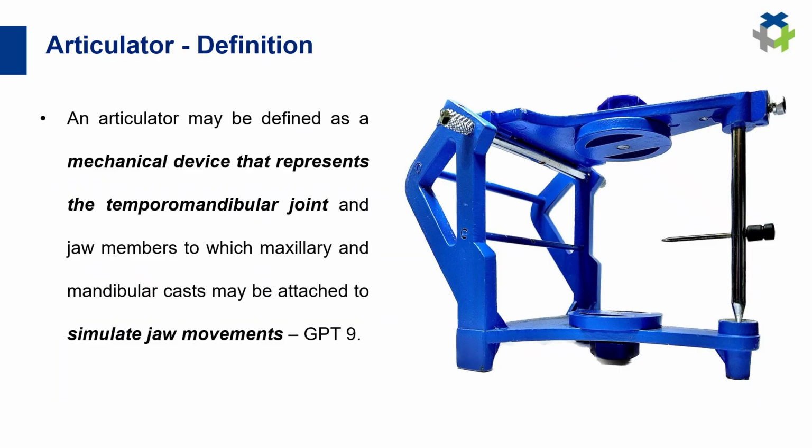An articulator may be defined as a mechanical device that represents the TMJ and the jaw members to which the cast, that is the maxillary and the mandibular cast, may be attached to simulate jaw movement. Remember this, simulate jaw movement, because no articulator till now can replicate jaw movement. Replication means exact reproduction of the jaw movements, whereas simulation means trying to come close to the jaw movements. And till date, there are no articulators which can exactly replicate the jaw movements.